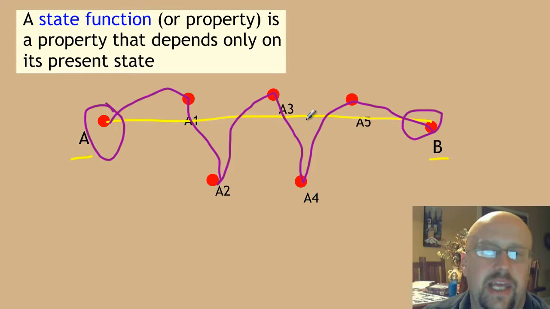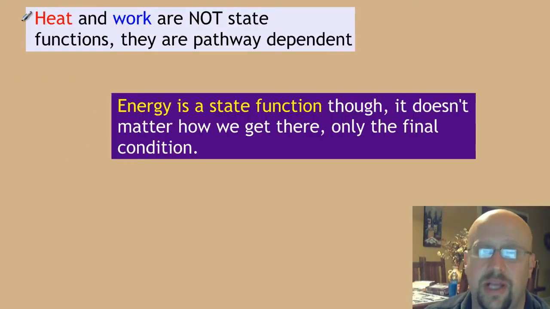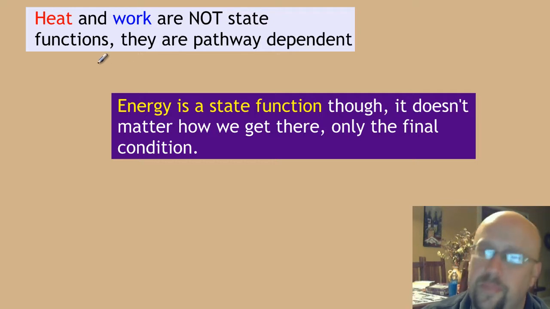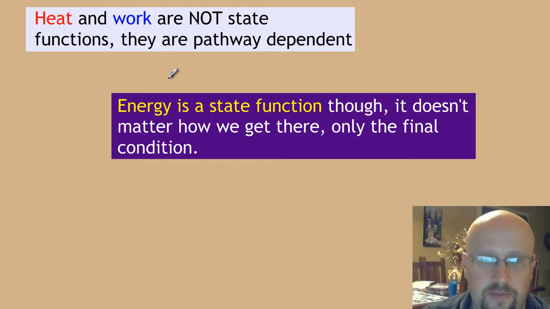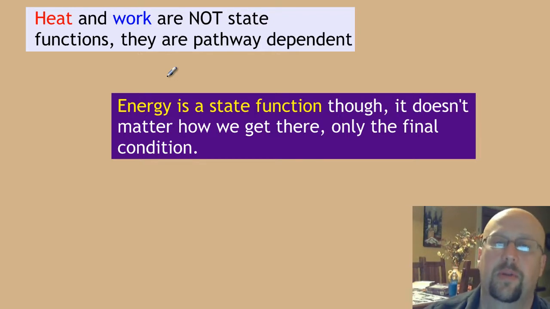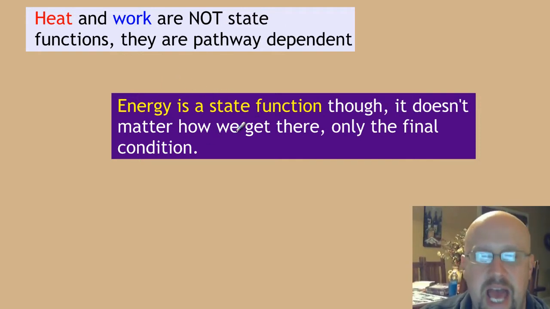So work and heat work that way, but what doesn't work that way is energy. What we're going to work towards today in this lesson is something called enthalpy, which is related to heat, but is also a state function. So it only depends on its initial and final conditions. This is basically a summation of what I just said. Heat and work are not state functions. They are pathway dependent. We're going to see that there are a lot of different things that are pathway dependent, but we're honing in here on thermochemistry. Energy is a state function.